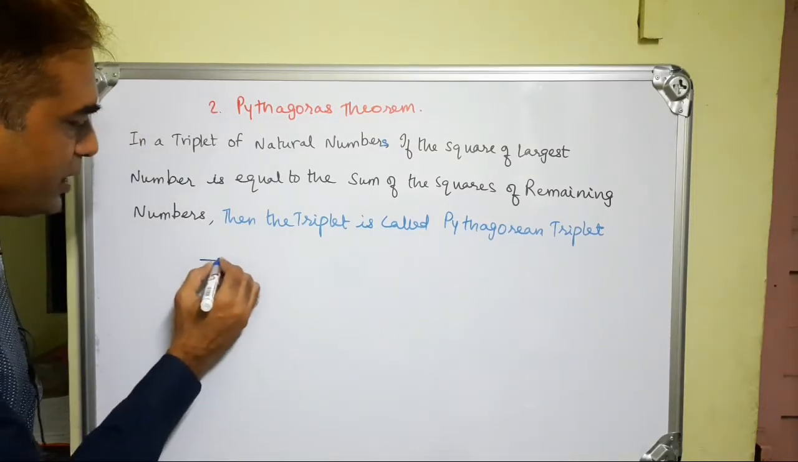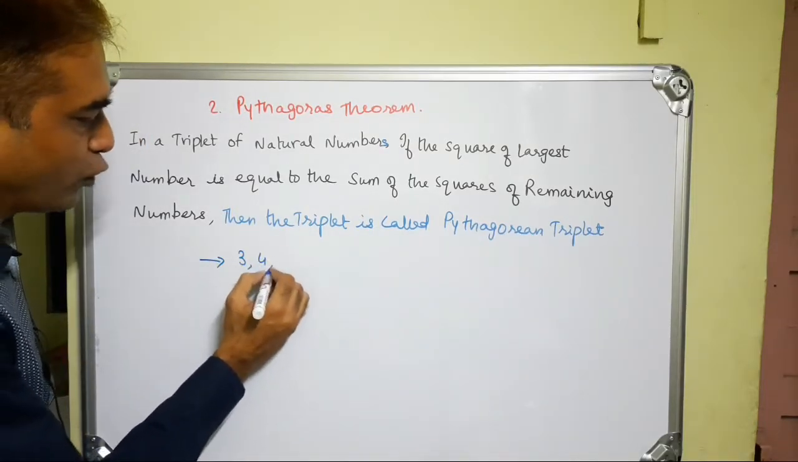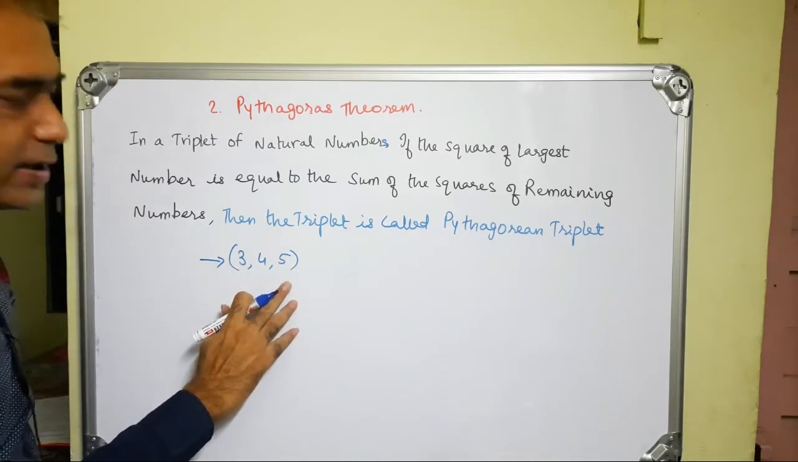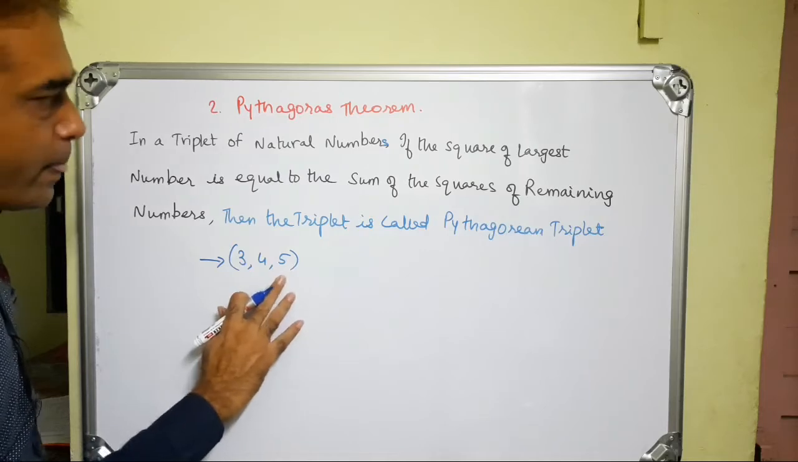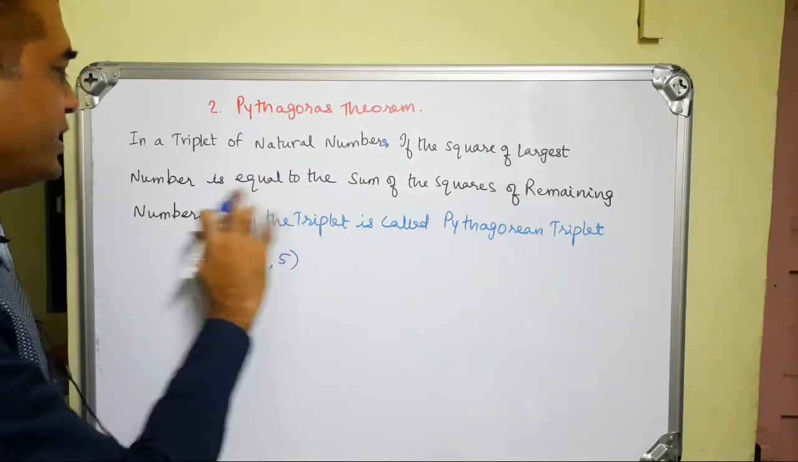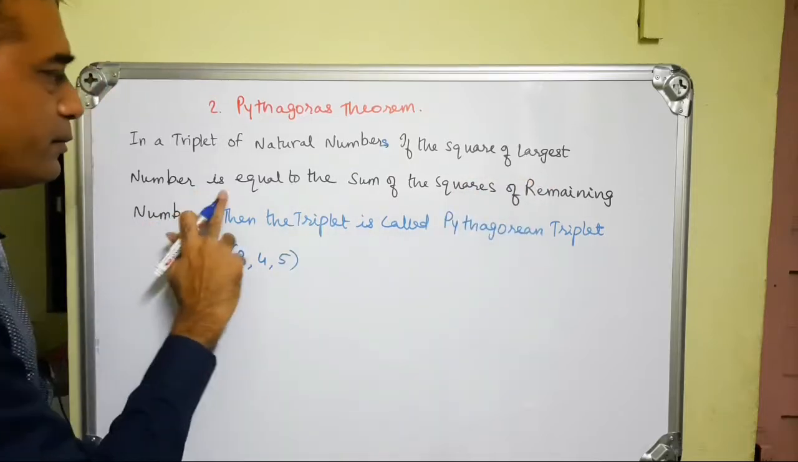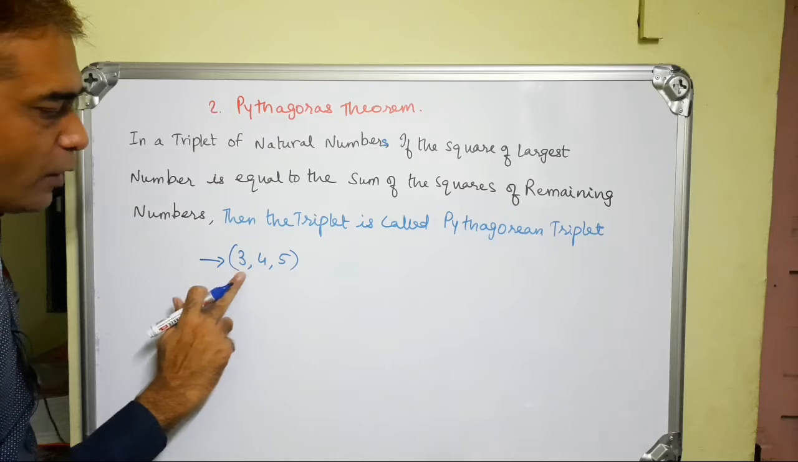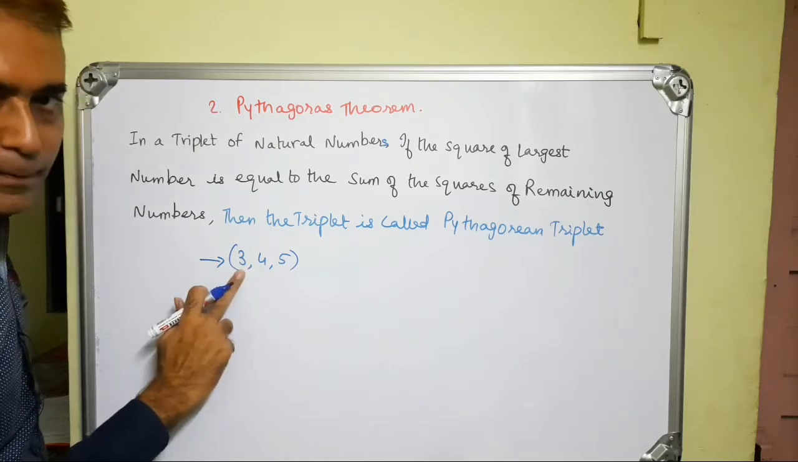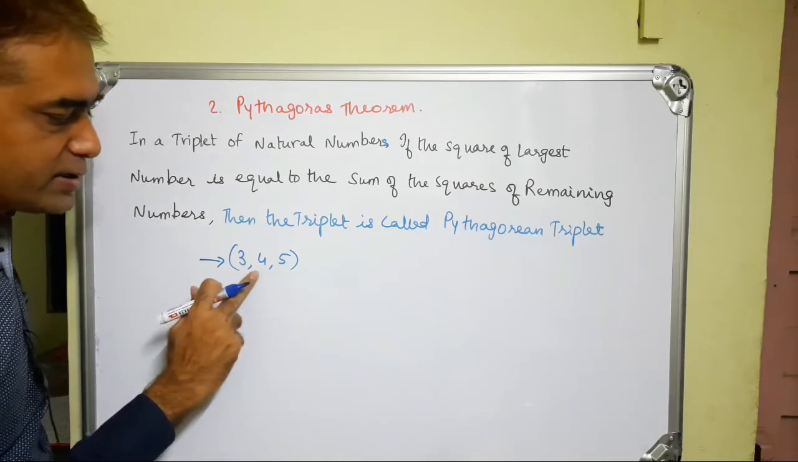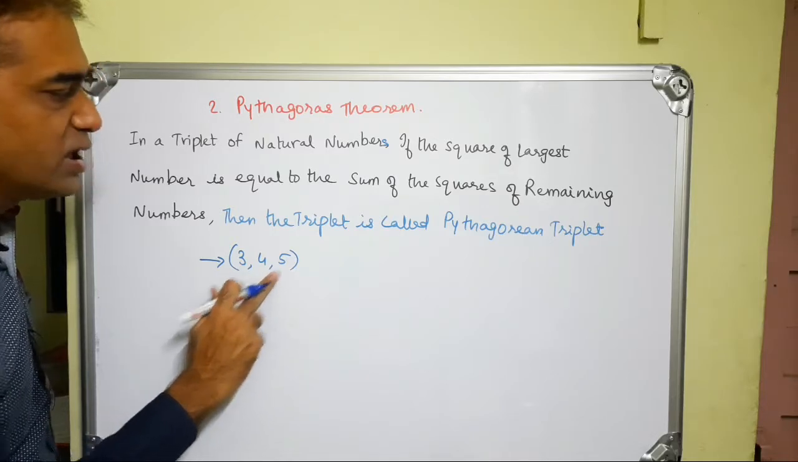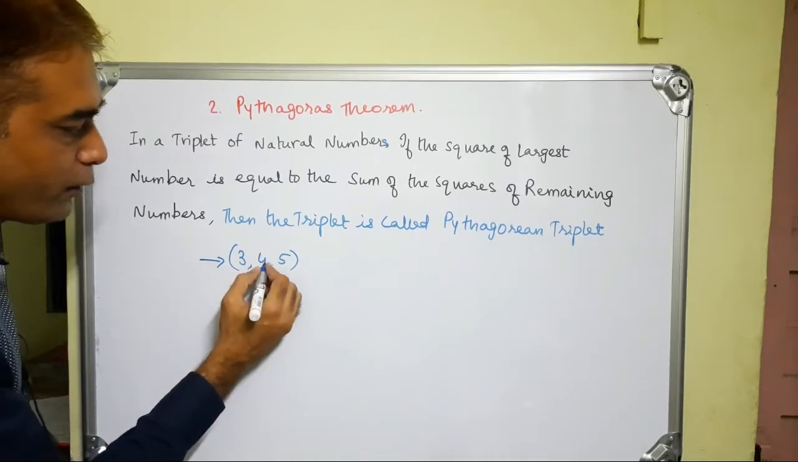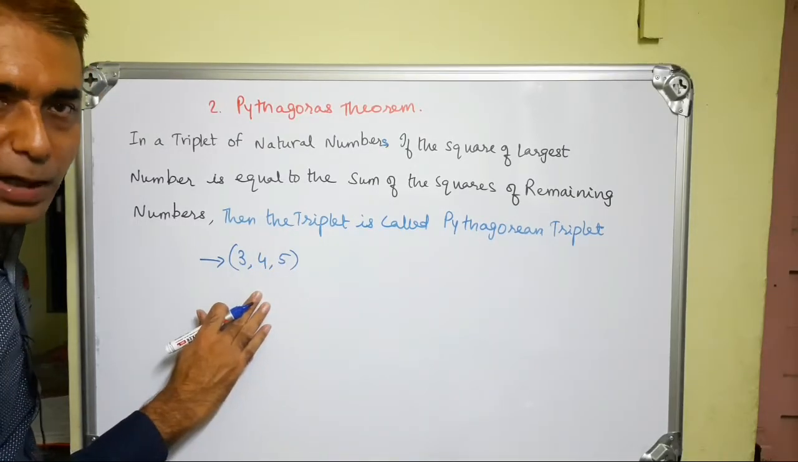I will take an example. Let's see an example: 3, 4, 5. If the square of the largest number, now which is the largest number here? 5. If the square of the largest number is equal to the sum of squares of the remaining two numbers, then the triplet is called Pythagorean triplet. Now this is one example of Pythagorean triplet.